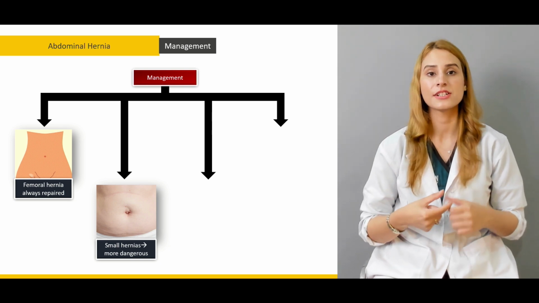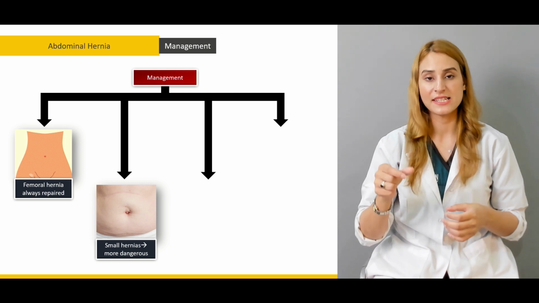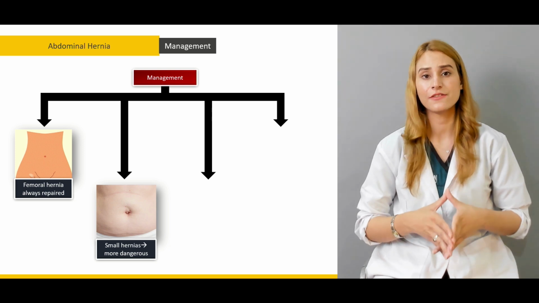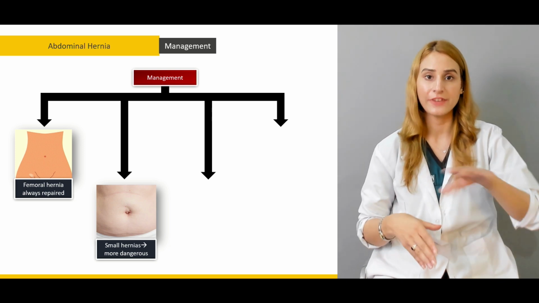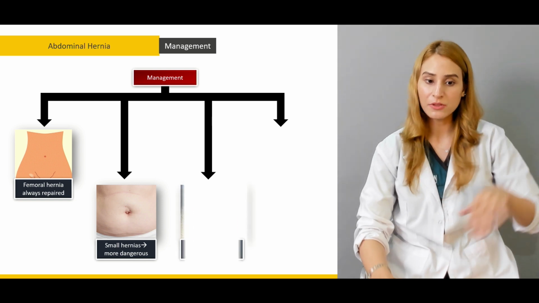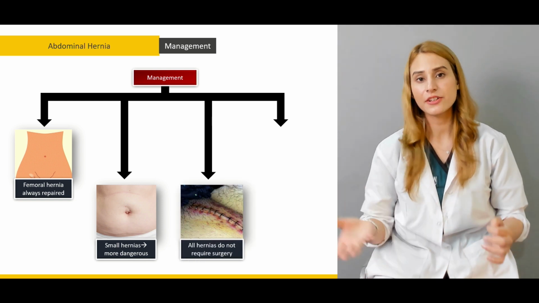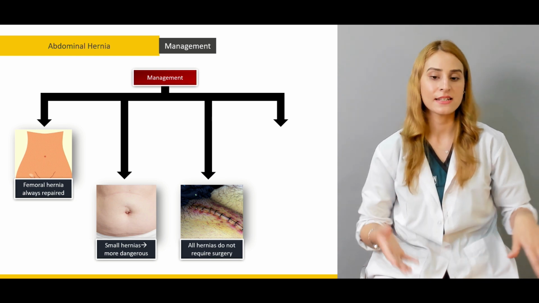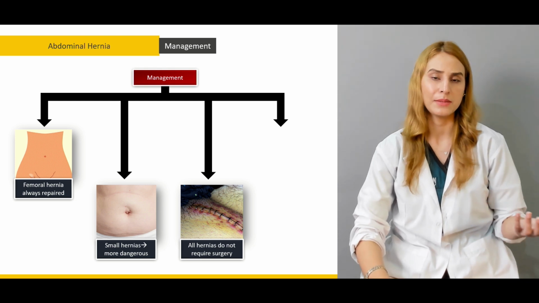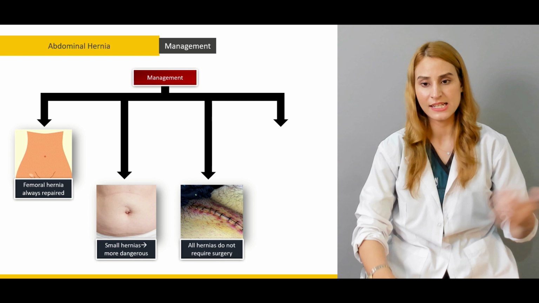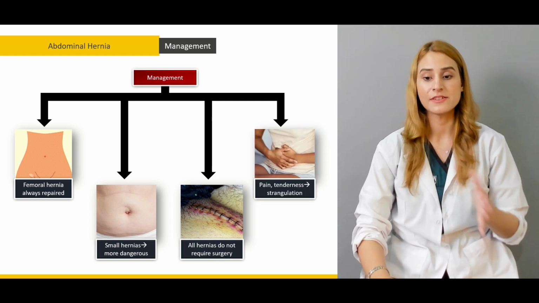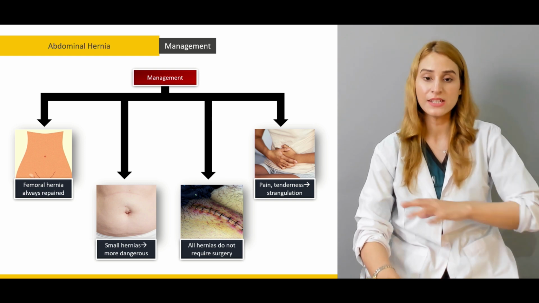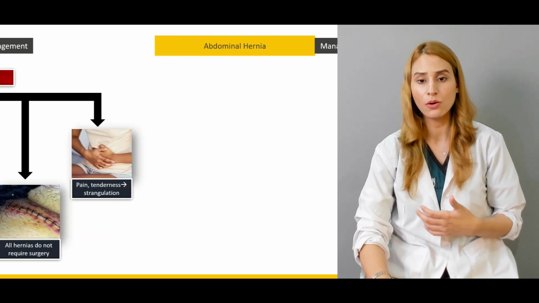But mostly the small hernias are more dangerous, because their neck is very narrow, and I already told you that hernias with a very narrow neck have more chance of strangulation and obstruction as well. So the small hernias are very dangerous and are always repaired. Femoral hernias are always repaired. But other hernias, which are reducible, where the patient is asymptomatic and the hernia is very small, maybe we can leave as they are. But if there's pain, tenderness, strangulation or obstruction, we repair all those hernias. So these are basically the management goals.